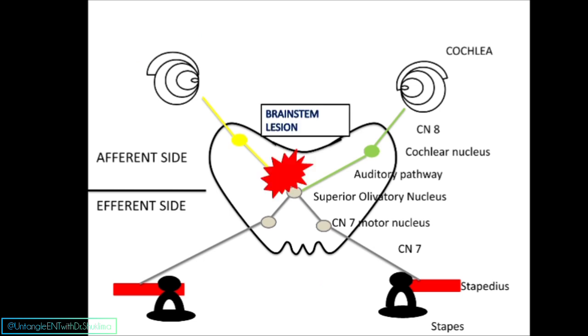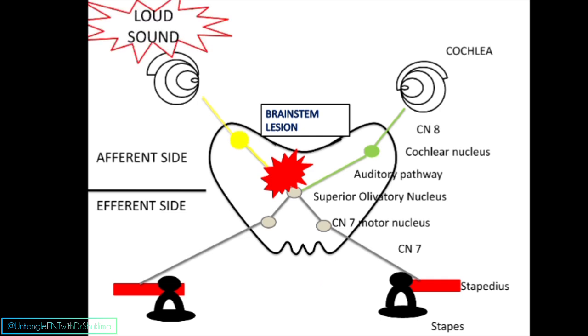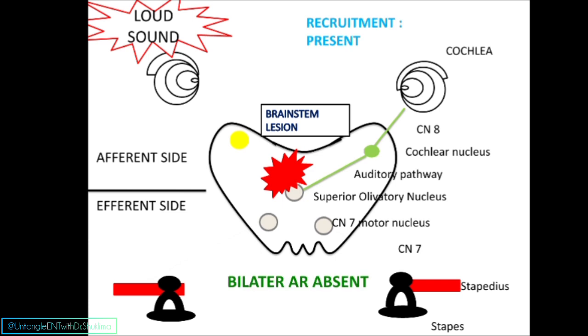Now the third one, if there is a brainstem lesion such as a cerebrovascular accident in the brainstem, there is disruption of the afferent side where the lesion is, again there will be absent bilateral acoustic reflex and recruitment will be present. But again, if we present the loud sound on the opposite side of the brainstem lesion, everything will be normal.